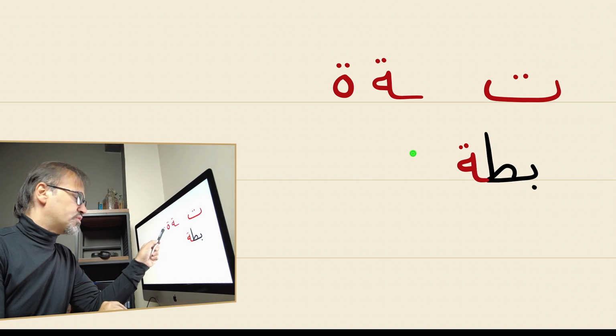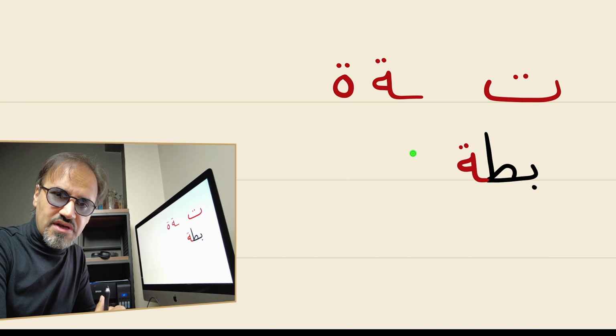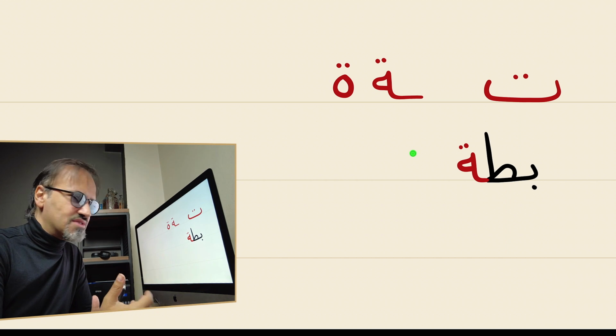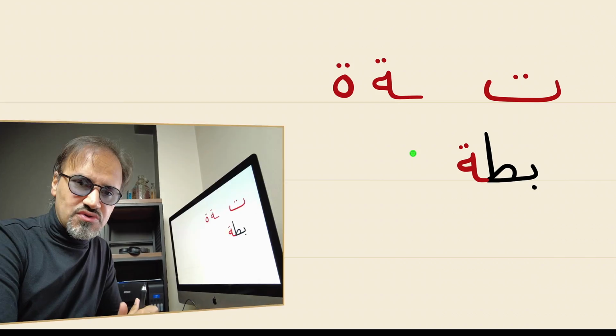We use this one over here, the circle one, only if it has to be added to something that doesn't allow a connection to it. But don't worry about that now. Just know that this exists. And in future lessons, while we start learning words and sentences, this is going to come along and you're going to learn it naturally. Okay?